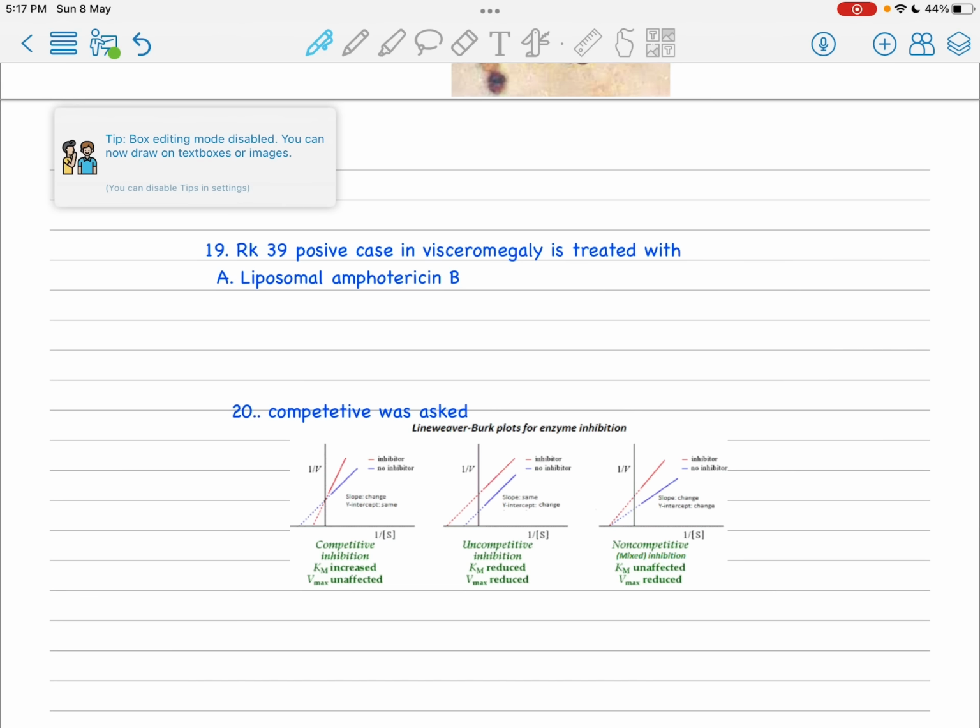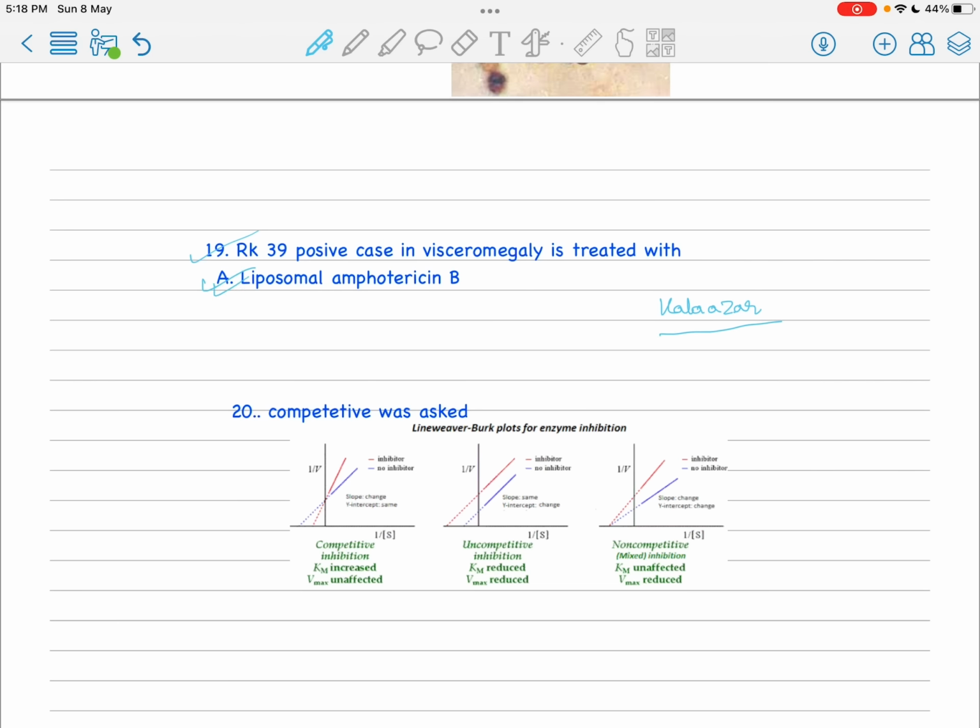And this is also a very favorite question like RK39. You don't have to look at the other options, RK39 positive, and this is something called Kala-azar, and you know the treatment of choice is liposomal amphotericin B.